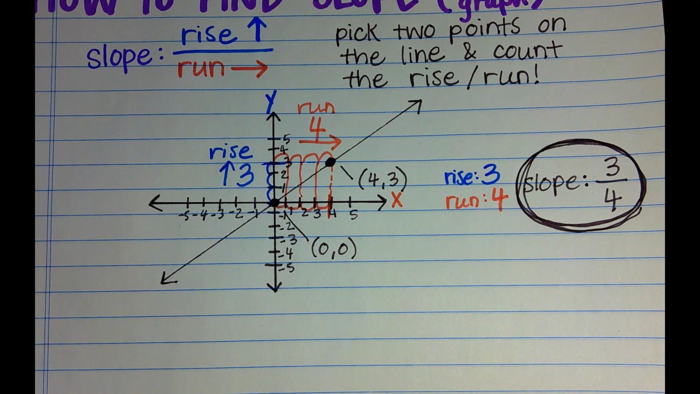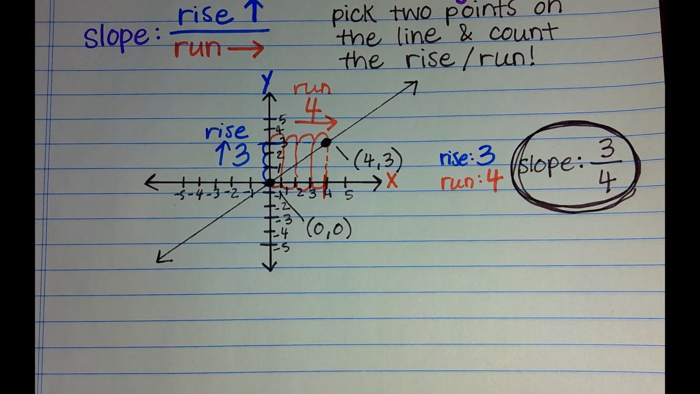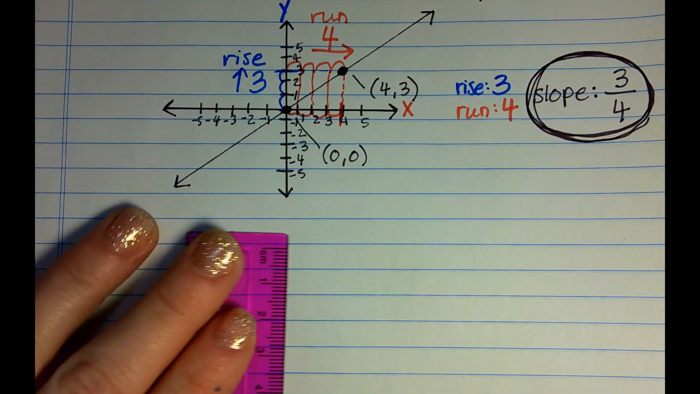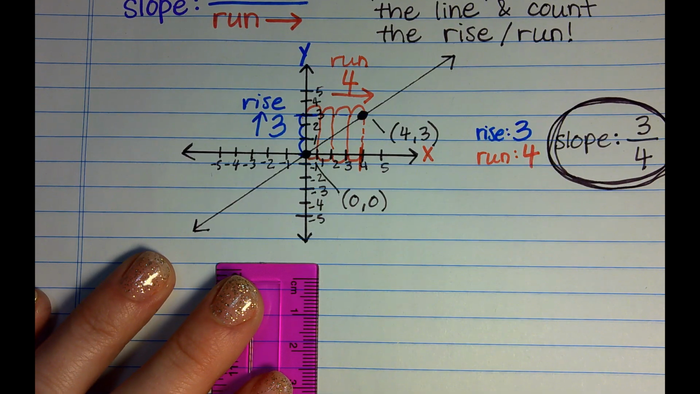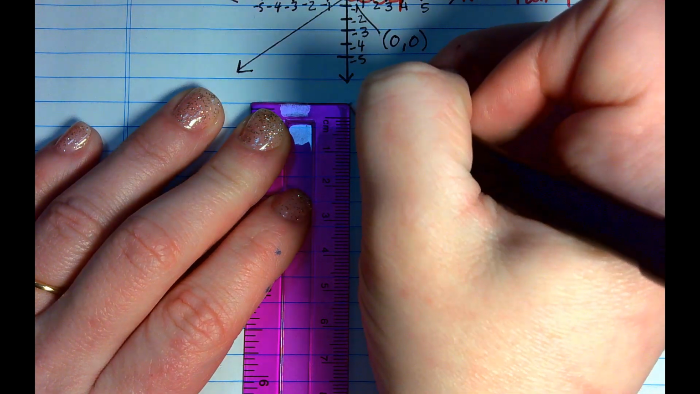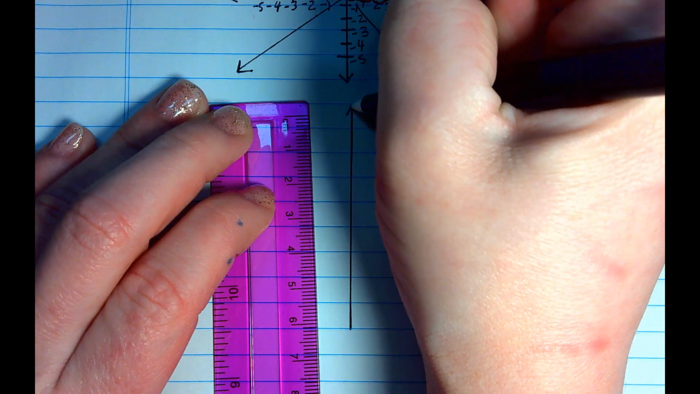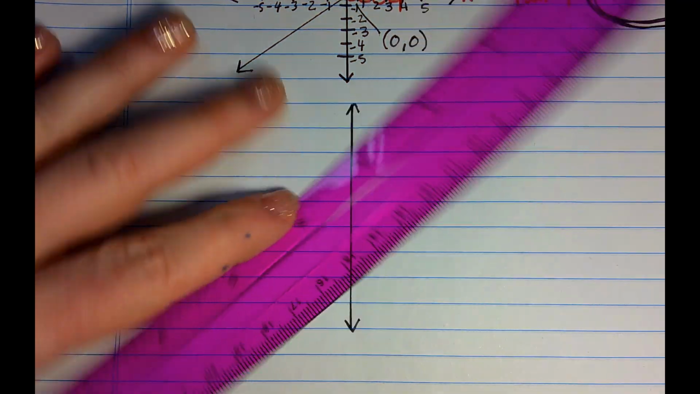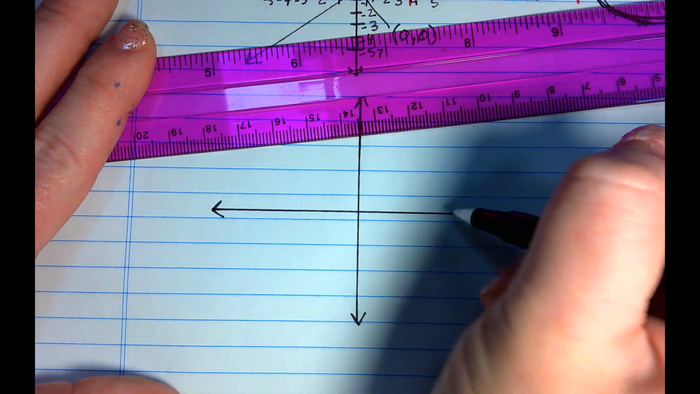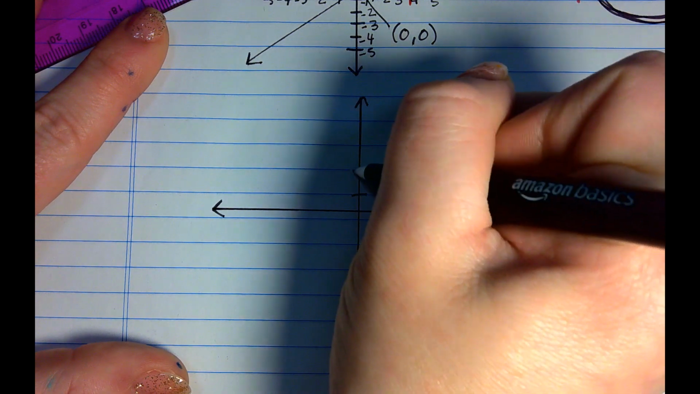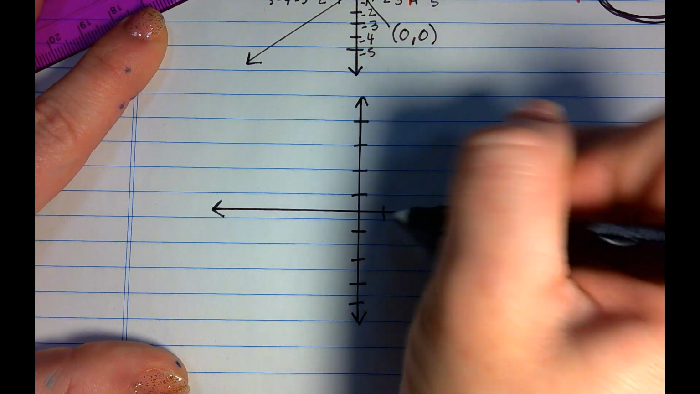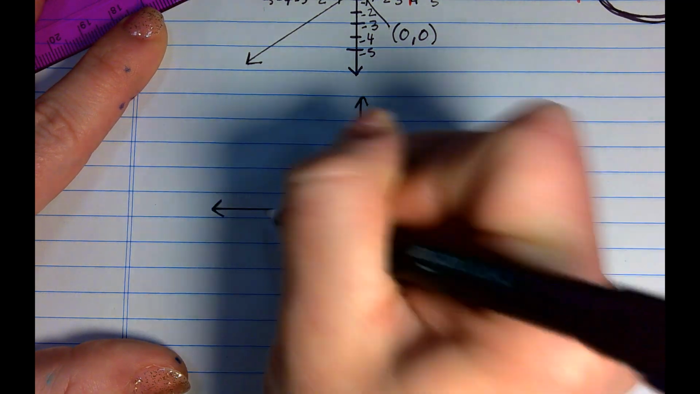So, let's look at one where we would get a negative slope. What if I had, let's see, I'll draw one more of these. Does anyone still need this? Can I move it? Okay. So I'll draw that. 1, 2, 3, 4. 1, 2, 3, 4. 1, 2, 3, 4. Okay.